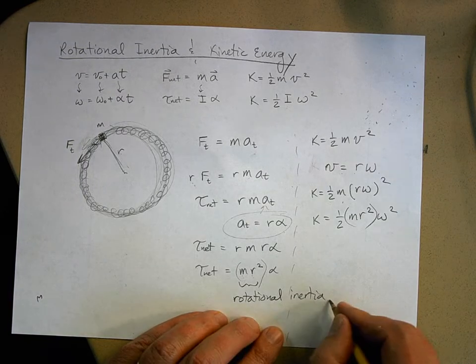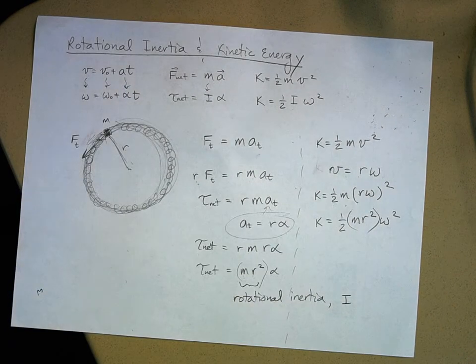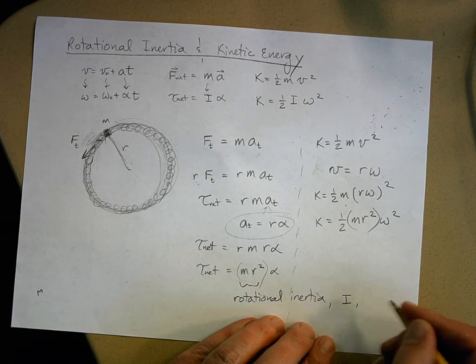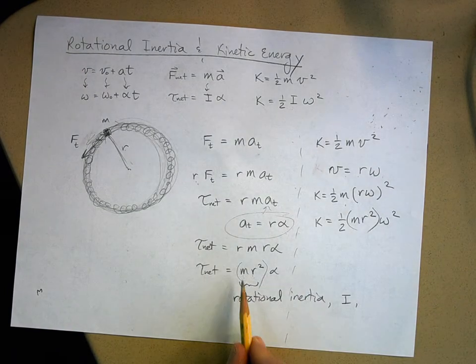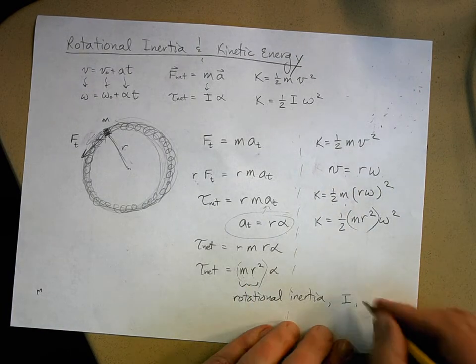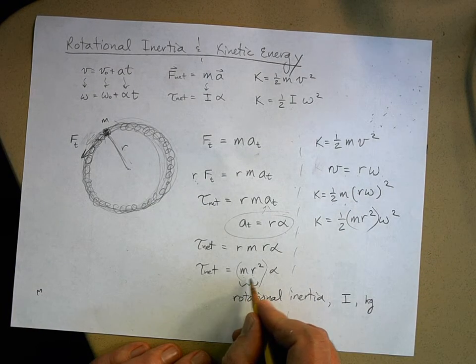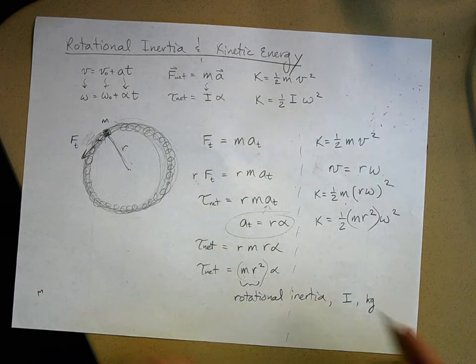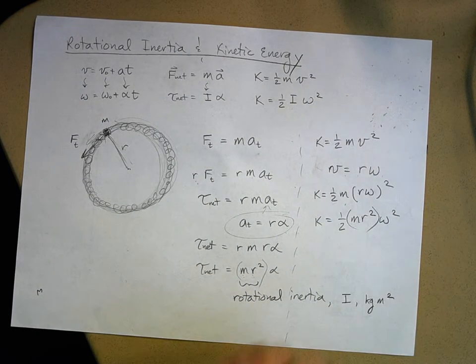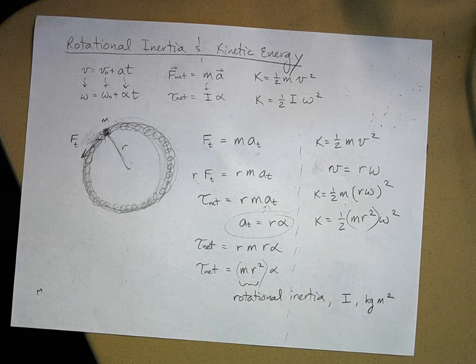Now, we use the letter I, capital I, without a vector hat on it. It's a scalar. If you put a vector hat on it, people are going to think it's impulse. So leave the vector hat off. It's a scalar quantity, and rotational inertia has units of, well, look at the formula. Mass is measured in kilograms, and R is measured in meters, but it's squared, so kilogram meter squared. Rotational inertia always has units of kilogram meter squared.